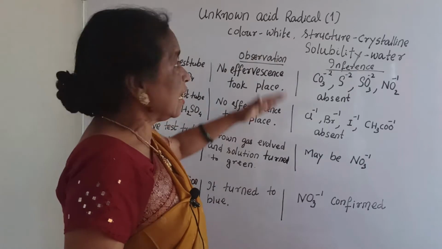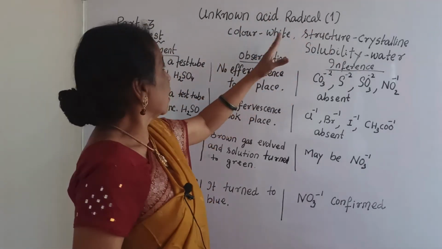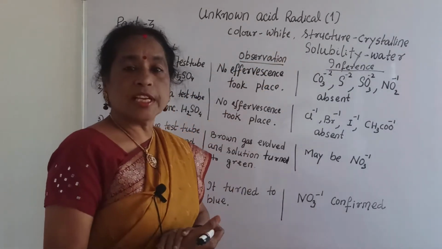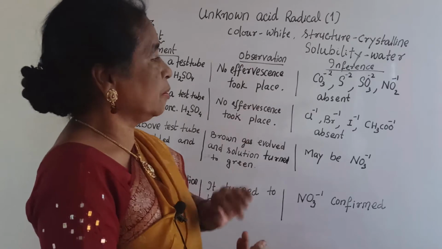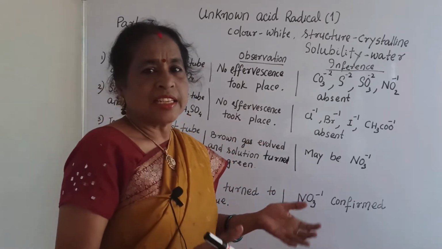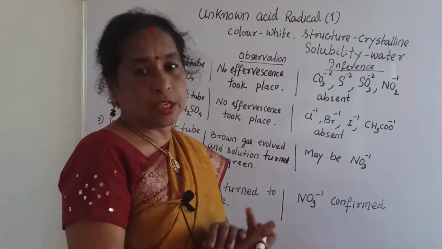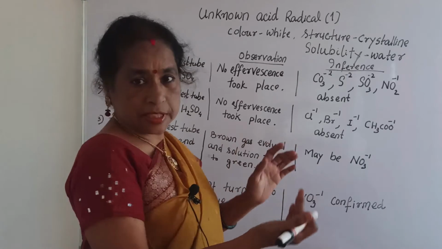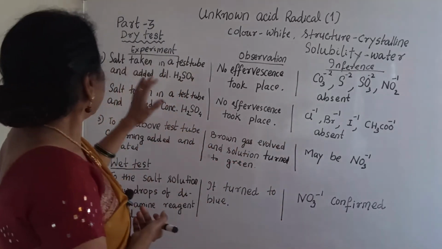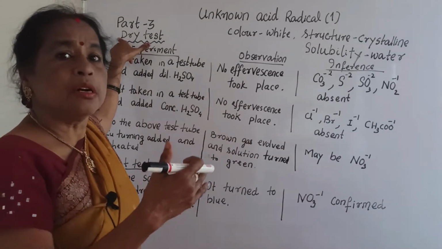Here the unknown salt given, acid radical 1, the color is white, the structure is crystalline, and the solubility is soluble in water. Generally 99.9% of the salts given in 12th class and 11th class are soluble in water. Now first you will do the dry test, and after that you will do the wet test.